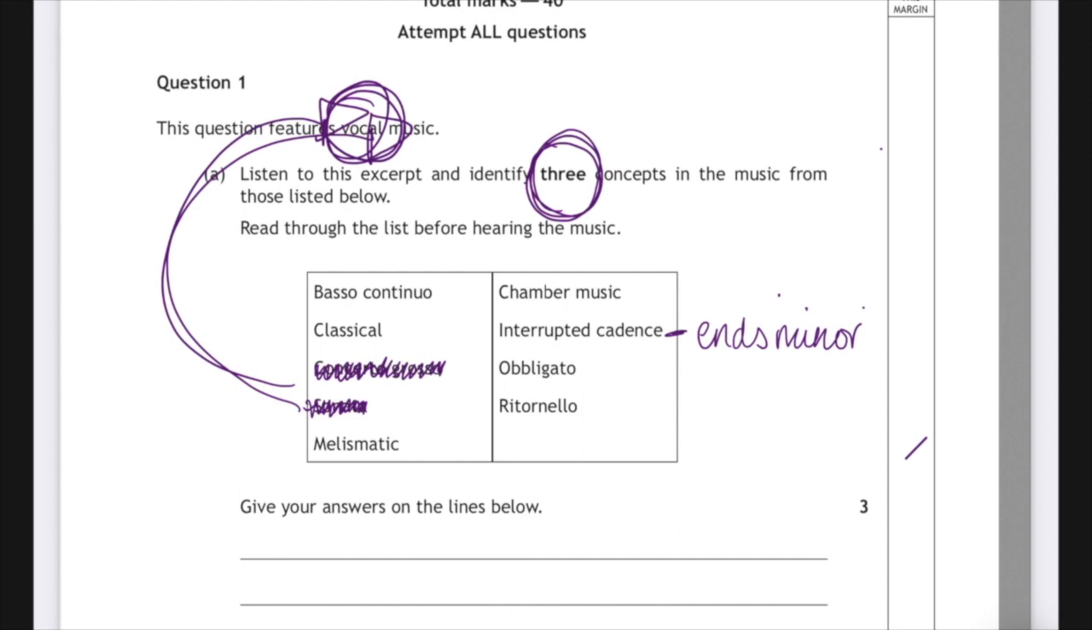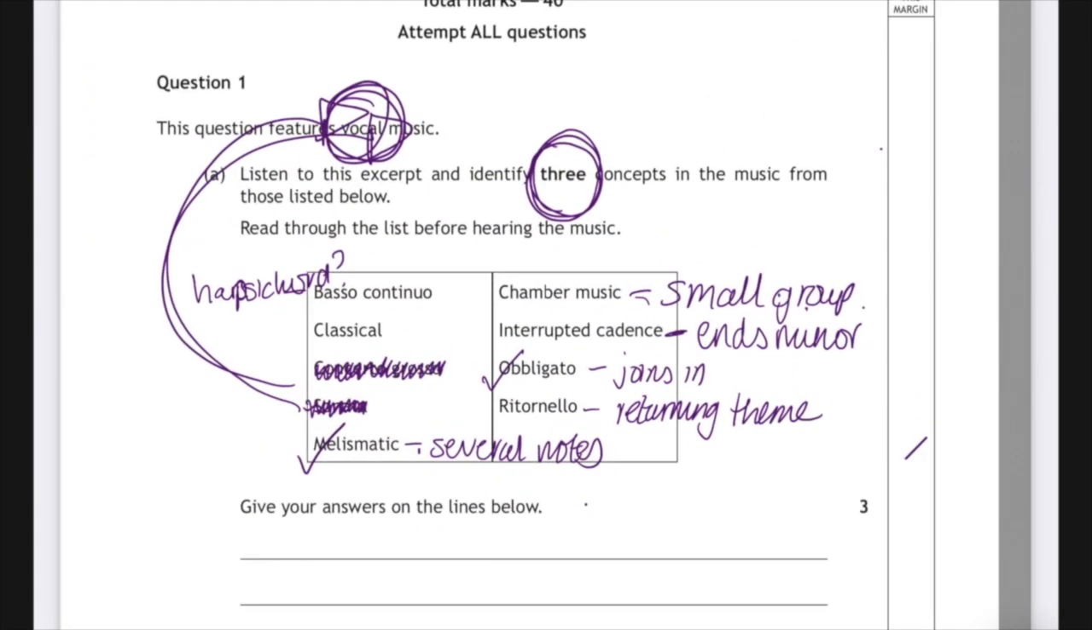Now I'm going to look through the list of concepts for things that are related to vocal music. For example, melismatic, meaning that the word is spread out over several notes, or obbligato, meaning a solo instrument joins in with the singer. They could very likely be related to vocal music. I'm going to give you 2 seconds. No, I'm not. I'm going to give you a few seconds now to go through and see if you could label all of the concepts.